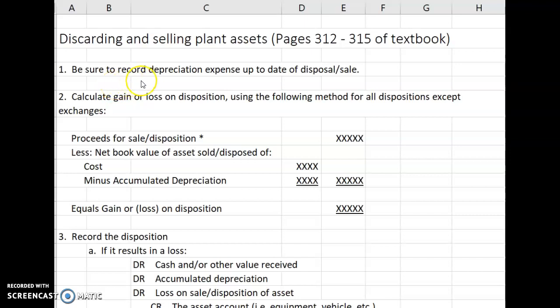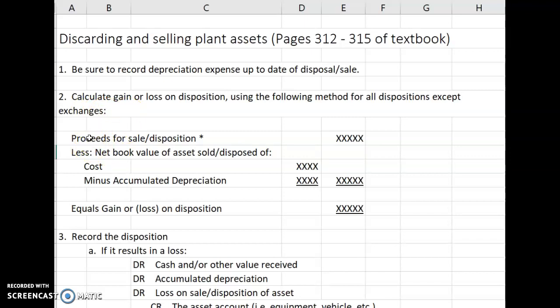The first thing you need to remember before you do a journal entry to record the sale or discard of a plant asset is to be sure to bring the depreciation expense up to date of the disposal or sale. Then the next thing you need to do is calculate the actual gain or loss on the disposition. And you can use this method. This formula will work in every single disposition except exchanges, and we're not going to talk about exchanges in this class.